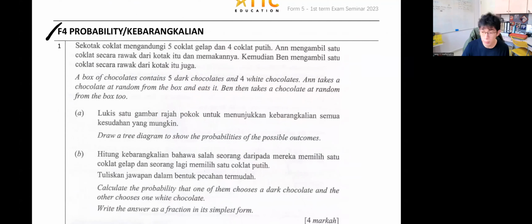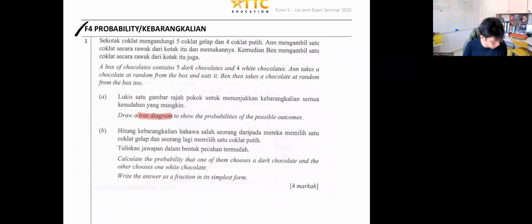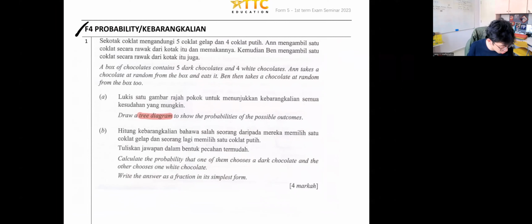You flip to probability, there are a few things I want to explain to everybody. The first one is this one. Can you highlight tree diagram? It's 3 marks, by the way. So at least I have to mention it so you all know what that is.